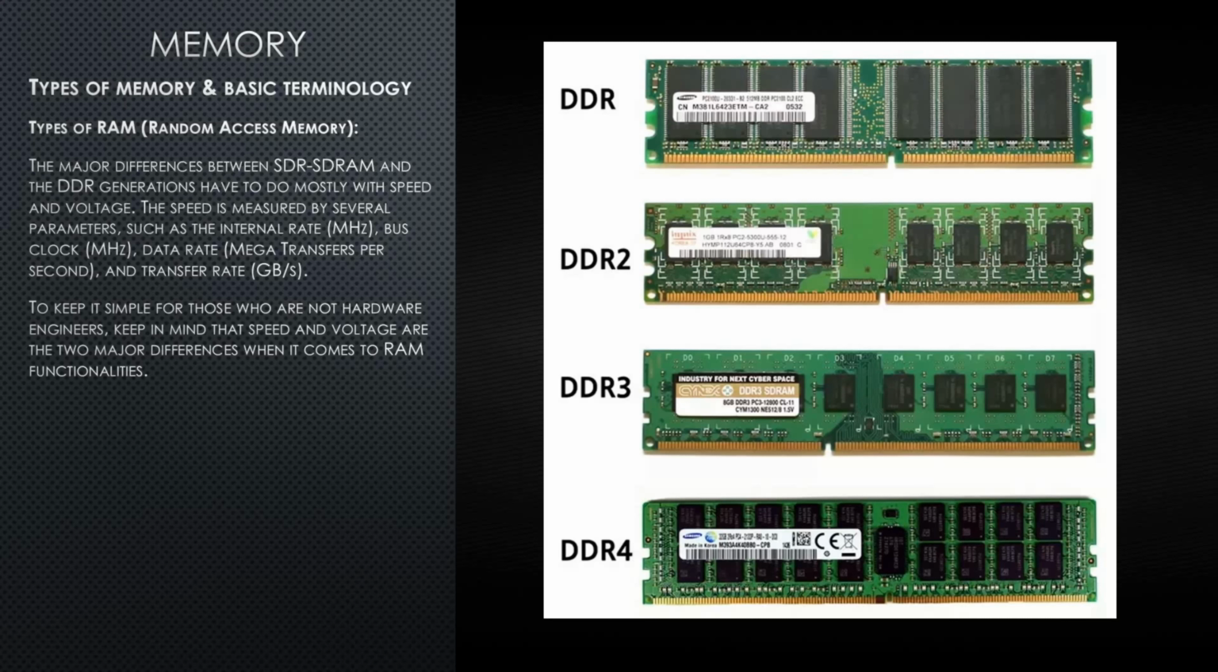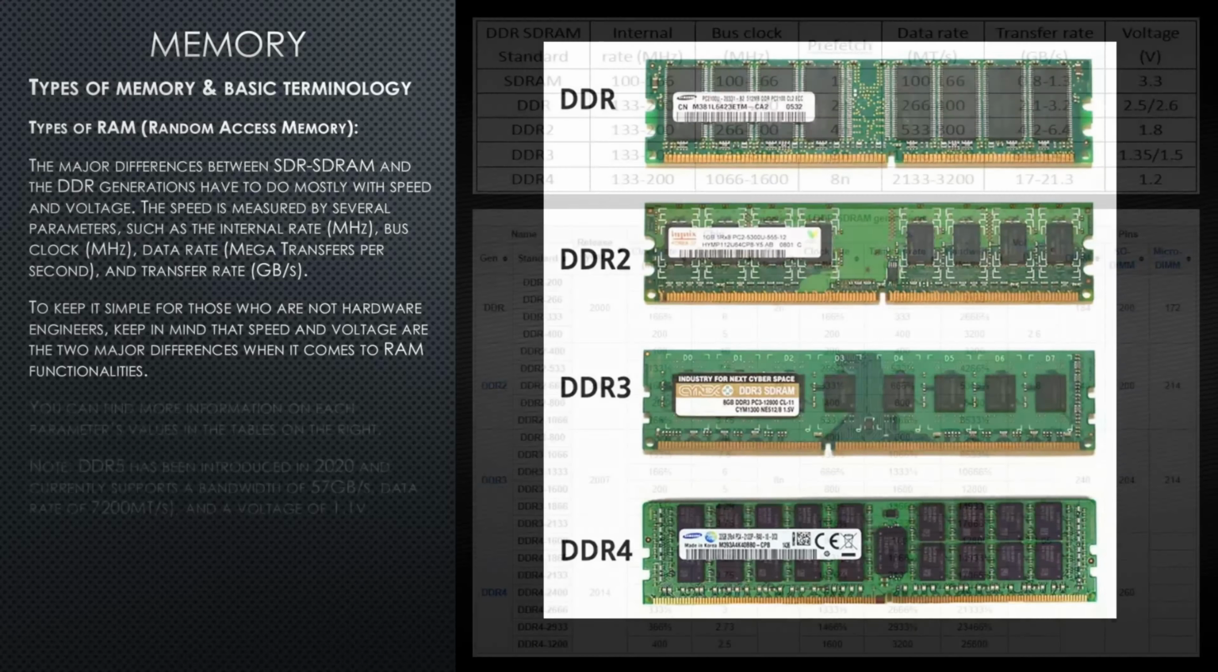The speed is usually measured by several parameters, such as the internal rate in megahertz, the bus clock, which is also measured in megahertz, the data rate, which is measured in megatransfers per second, and the transfer rate, which is measured in gigabytes per second. To keep it simple for those of you who are not hardware engineers, keep in mind that speed and voltage are the two major differences when it comes to RAM functionalities. You'll find more information on each parameter's value in the table on the right.